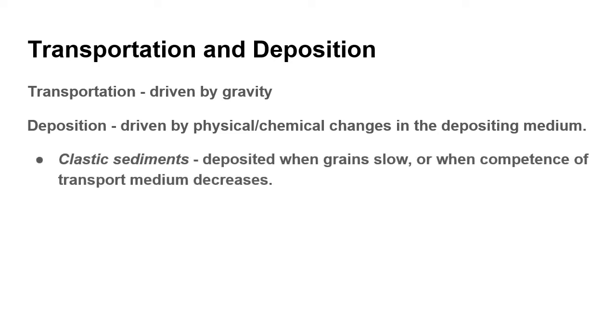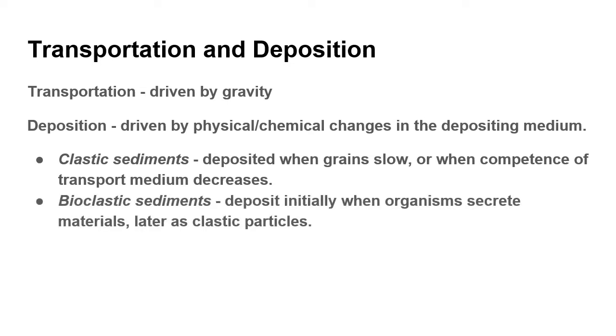So for example, with clastic sediments, they can be incorporated into, let's say, a stream, and you've got momentum built up as that grain is tumbling downstream. It's going to deposit when the grain loses momentum and slows down, or when the competence of that transport medium, in other words, the velocity of our stream, decreases. In either case, there's a change in the depositing medium.